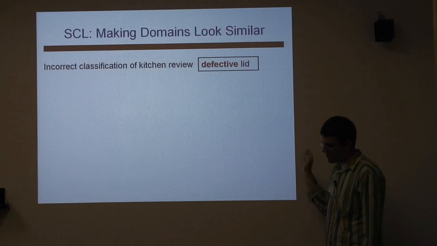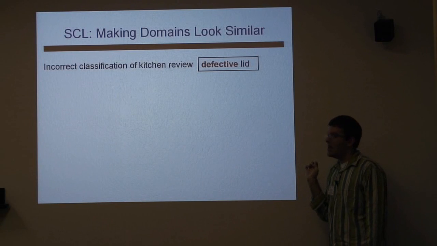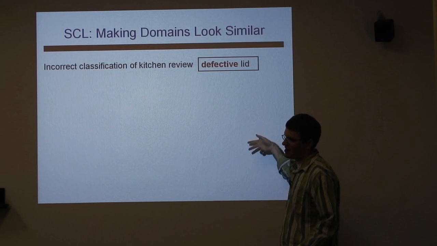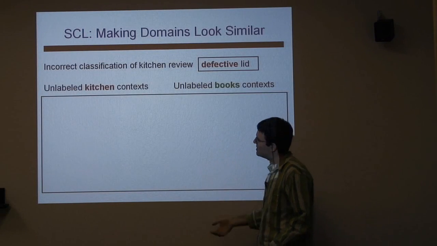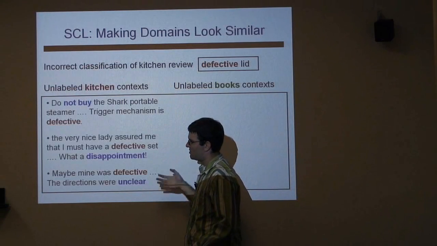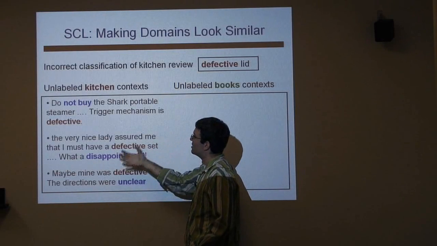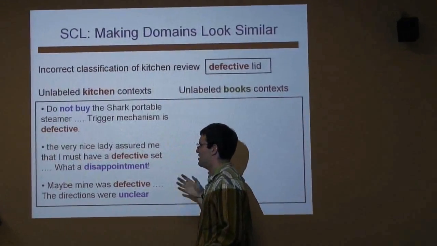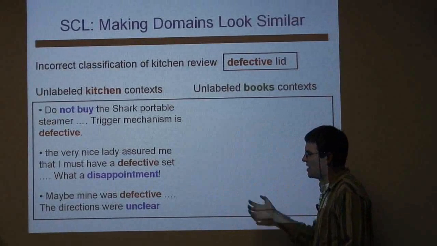Okay, so what's the intuition for how we're going to do this? If we go back to our example on kitchen appliances, there was this word "defective." We said that if we only knew that this was a negative word, we could do well here. So how could we figure out that it's a negative word? Well, let's take our unlabeled kitchen context and look up the word "defective" in a bunch of kitchen appliance reviews from Amazon and see where it occurs. You get things like, "Do not buy the Shark portable steamer. The trigger mechanism is defective." "The very nice lady assured me that I must have a defective set." "What a disappointment. Maybe mine was defective."